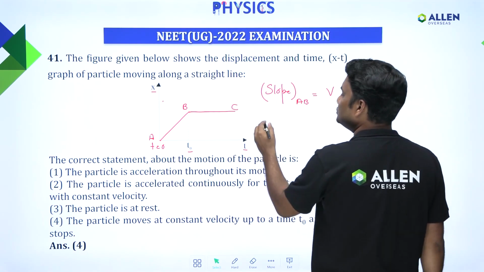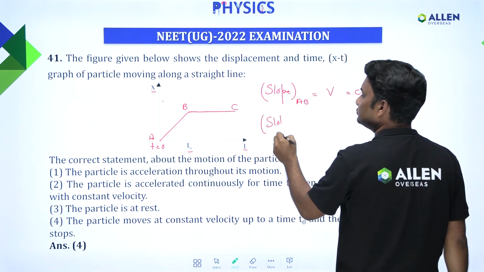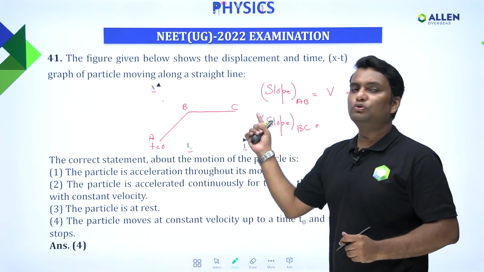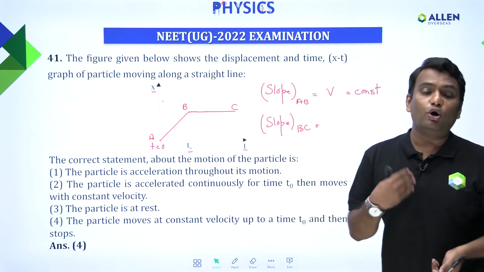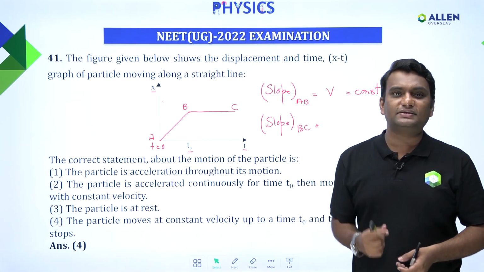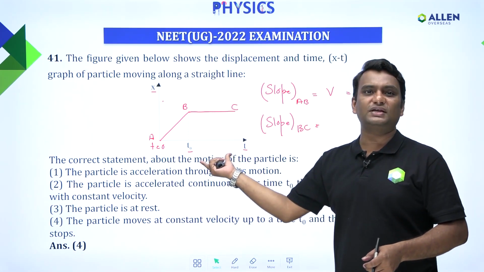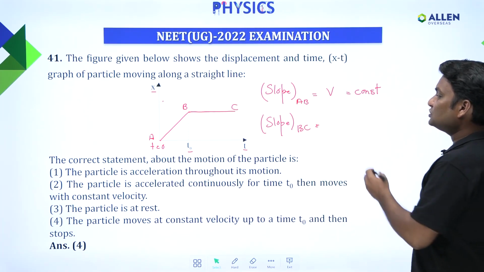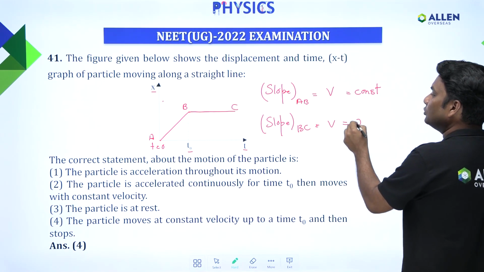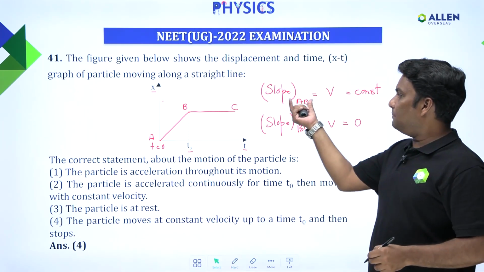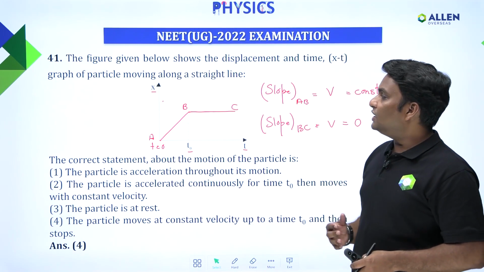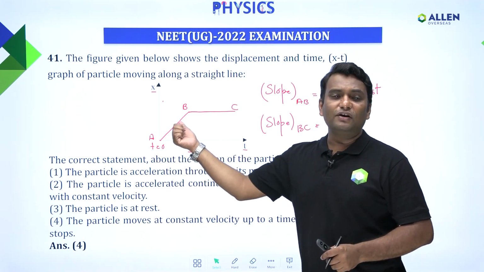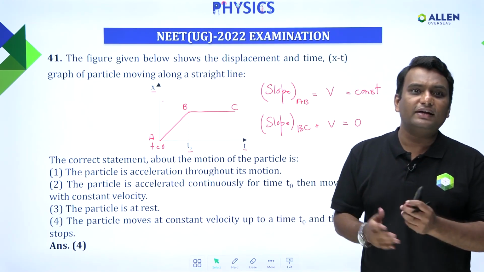Now from the region B to C, since BC is parallel to x-axis, and we always measure slope with reference to x-axis, slope here is going to be 0, and if slope is 0, velocity of the particle is also going to be equal to 0. So from AB to BC we interpret that initially our particle is moving with constant velocity from A to B, and afterward from B to C our particle comes to rest.